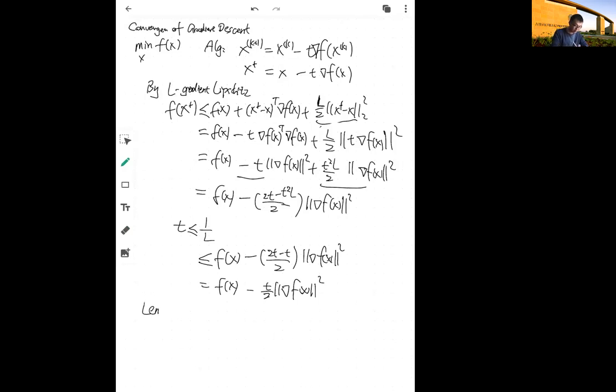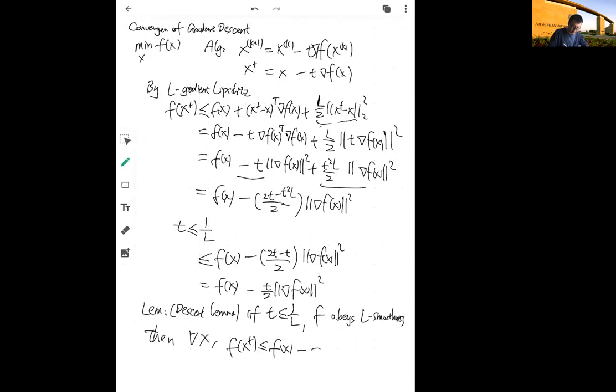So let's write it down. Lemma: if we choose t to be smaller than 1 over L, and f obeys L smoothness, then for any x, f of x plus is smaller than f of x minus half t gradient of f at x squared.